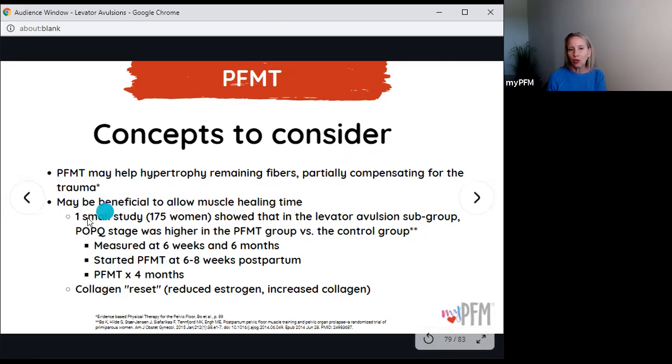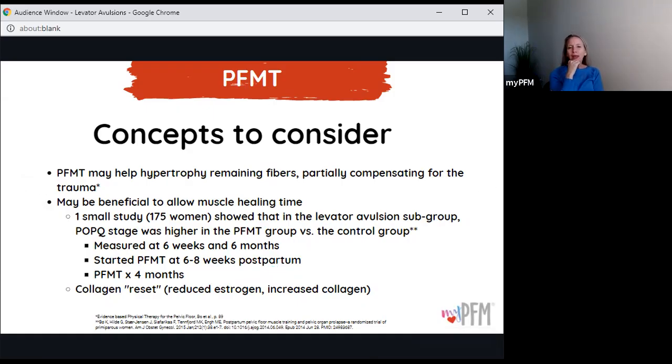And here's why. So this article, it was a small study, but the walk-away concept here is that it may be beneficial to allow the muscles some healing time immediately postpartum. So it's a small study, but in this study, they showed that the levator avulsion subgroup, the POP-Q stage was actually higher in the pelvic floor muscle training group versus the control group. So they were measured at 6 weeks and at 6 months. And they started the pelvic floor muscle training at 6 to 8 weeks postpartum, and they did it for 4 months.